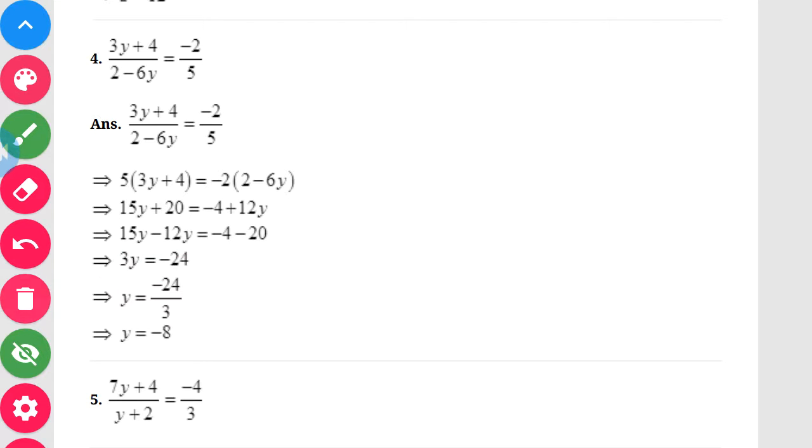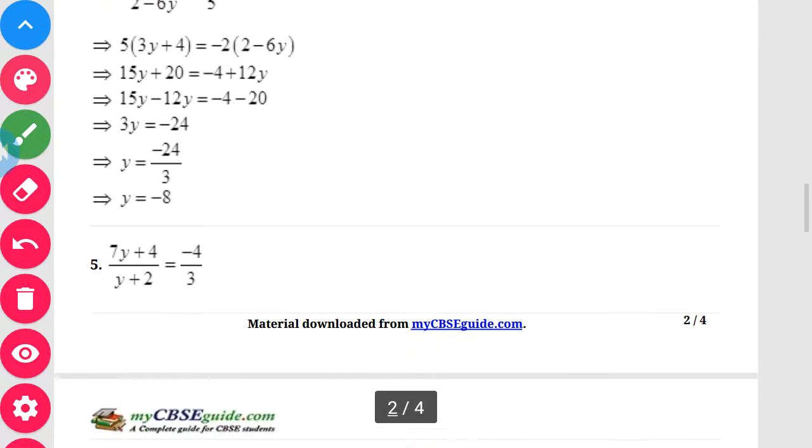Now if I want only the value of y, so what I'm going to do, I'm going to transpose this 3 to the other side, which will go to your denominator, and it will get cancelled, that is 3 ones are 3 and 3 8s are 24. So 3y is equals to minus 24, so that's what your answer is, y is equals to minus 8. Okay, let us go with the next one.